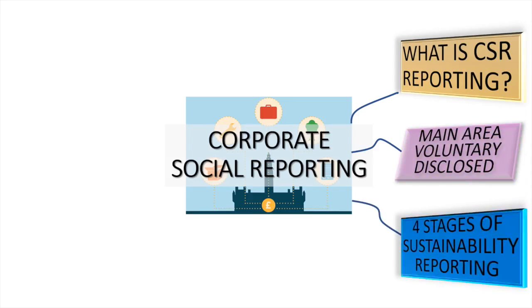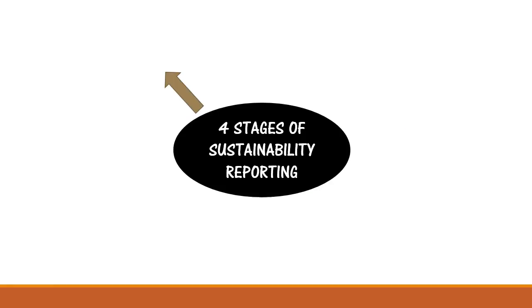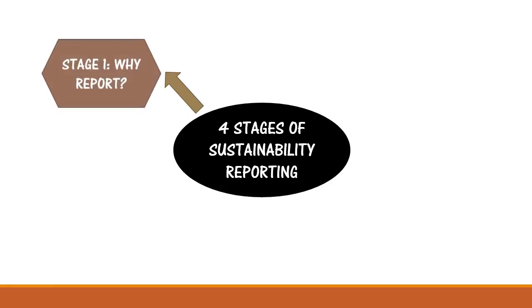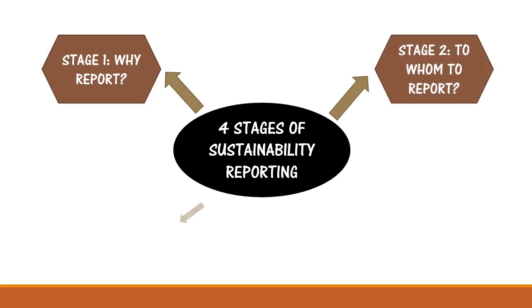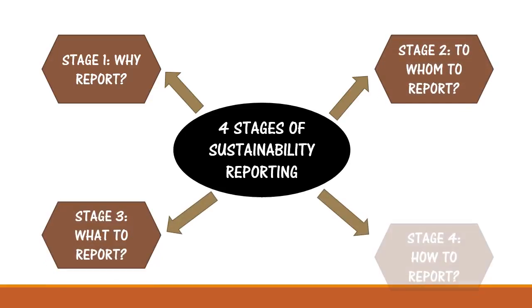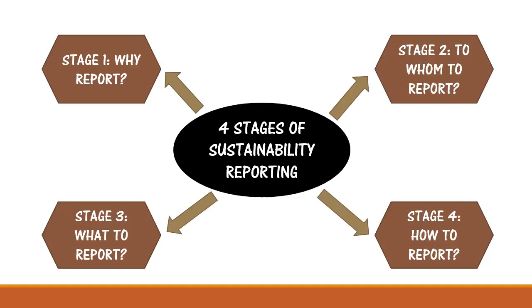Okay, next I would like to explain the stages of sustainability reporting. There are 4 stages of sustainability reporting, which are Stage 1, why report, Stage 2, to whom to report, Stage 3, what to report, and Stage 4, how to report. The first stage is why report. It relates to management's motivations.